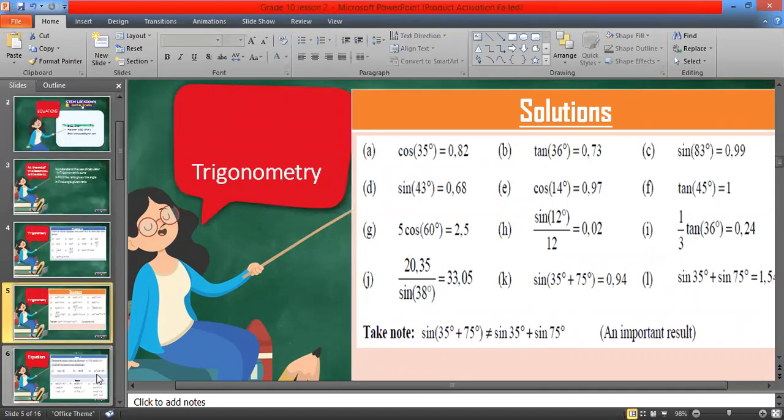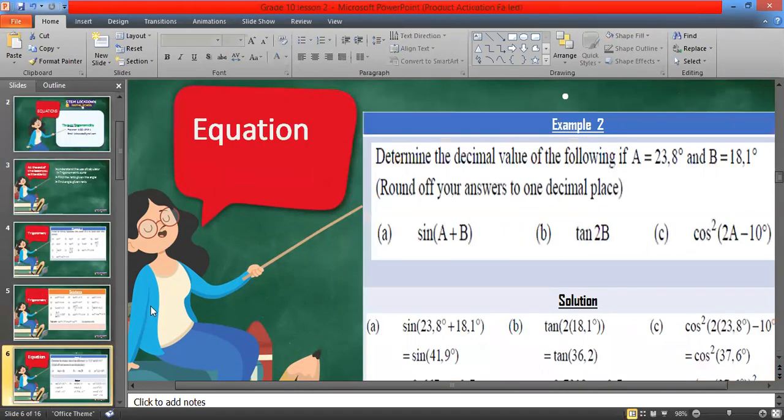Okay. Now on the next slide, we want to see: determine the decimal value of the following if A is 23,8 degrees and B is 18,1 degrees. Round off to one decimal place. This is the question now. Determine the decimal value of the following if angle A is 23,8 and B is 18,1 degrees. Now find the value of sine A plus B.